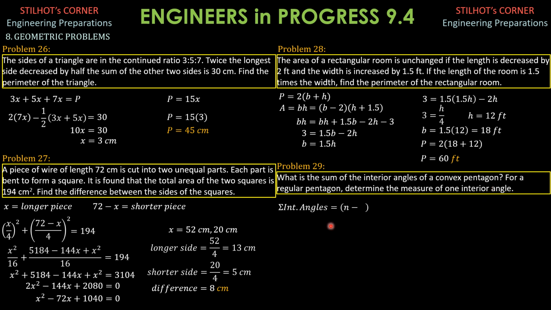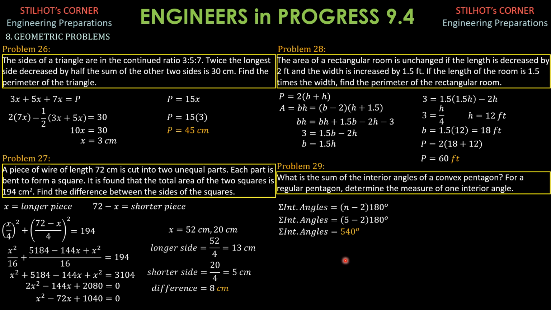So summation of interior angles is equal to n minus 2 times 180 degrees. That's a general formula. So n is 5. So summation of interior angles of a pentagon is 3 times 180 degrees, and that is 540 degrees.